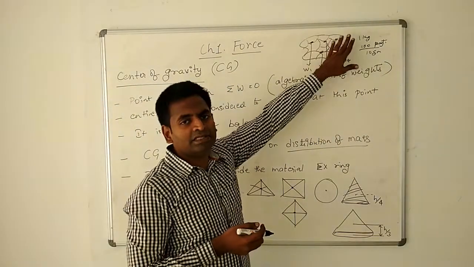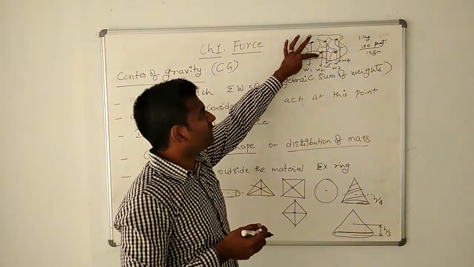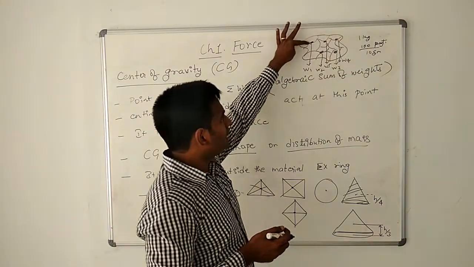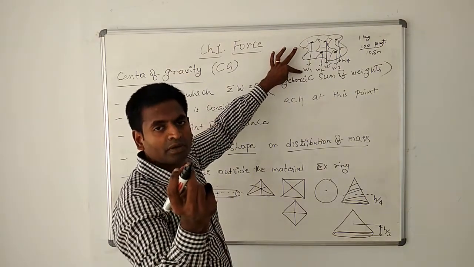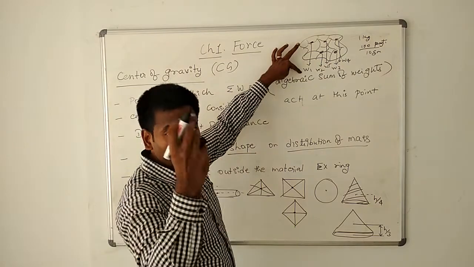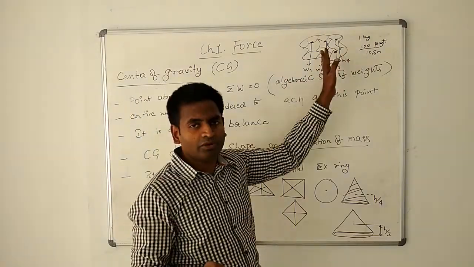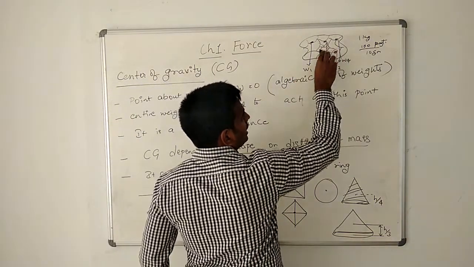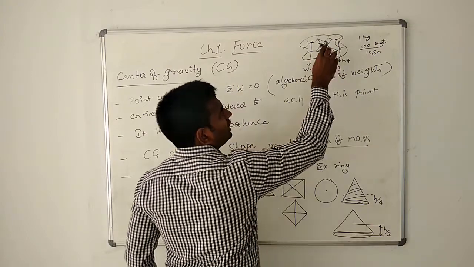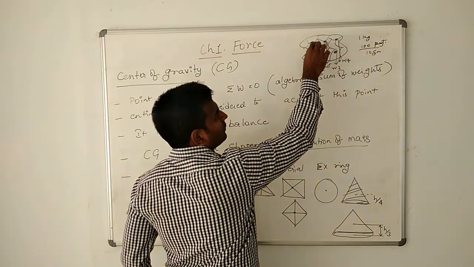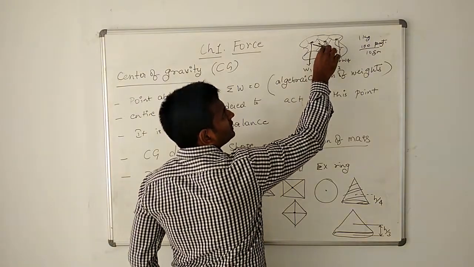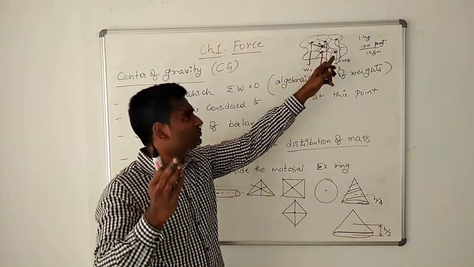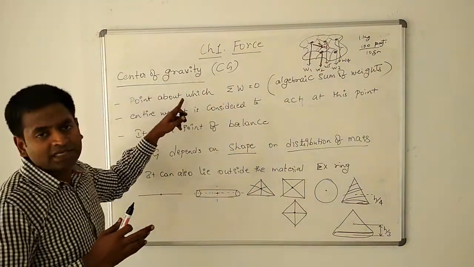So I can imagine this entire body as consisting of a system of particles. Individual particles make up the entire body, and each particle weighs some weight. Let's say the weights of all the particles in the body are W1, W2, W3, W4, and so on and so forth. Then I define a point in the body, let's say here, and if I calculate the moment of each weight about this point, and the sum of all these is equal to 0 about this point, that point is called the center of gravity.